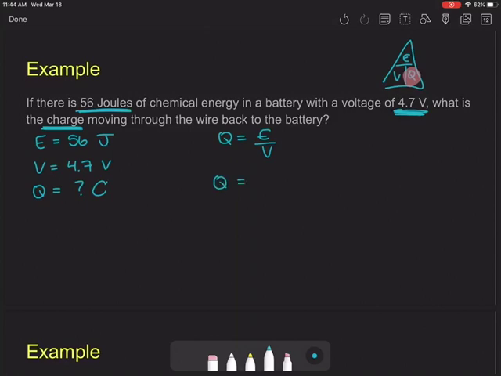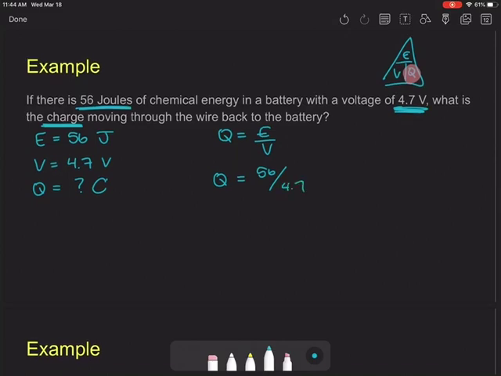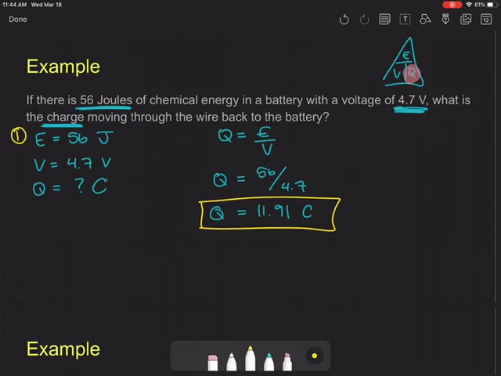We can plug in our values, so E is 56, our V is 4.7, and when we plug that into our calculator, 56 divided by 4.7, that should give us 11.91. We're just going to round to 2 decimal places here. And we need units, and the units for charge are coulombs. So the charge moving through the wire back to the battery is 11.91 coulombs of charge. Again, we have those 4 steps. What does the question tell us or ask us for? What is our equation we're using? Look how we could plug things in. Boom, a final answer with proper units.